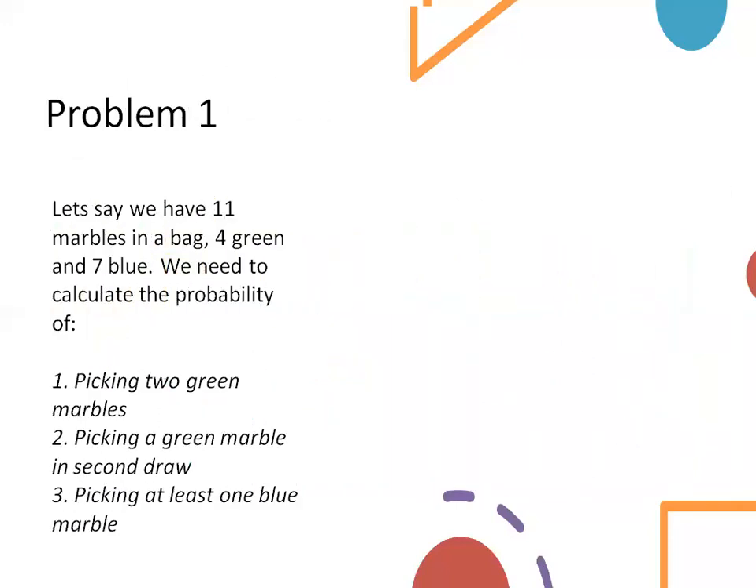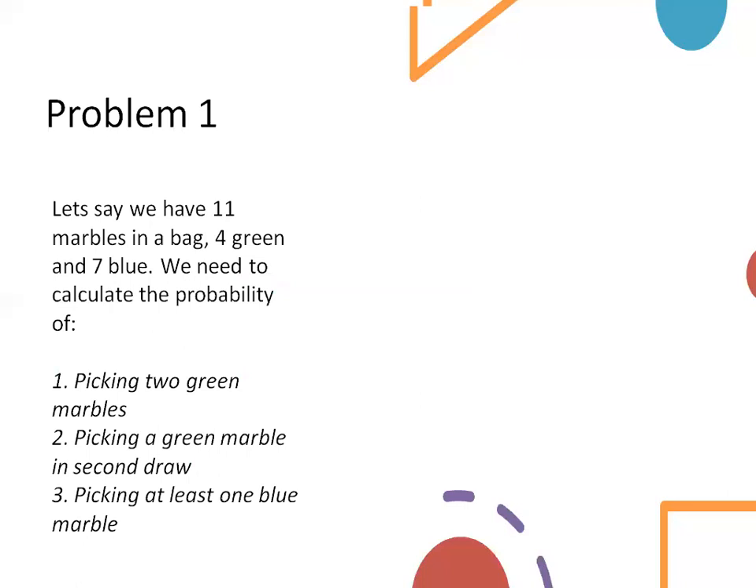Now we will be solving some problems with help of this tree diagram. Let's have a look at problem number 1. Let's say we have 11 marbles in a bag, 4 green and 7 blue. We need to calculate the probability of picking 2 green marbles first, then picking a green marble in the second draw, and third, picking at least 1 blue marble.